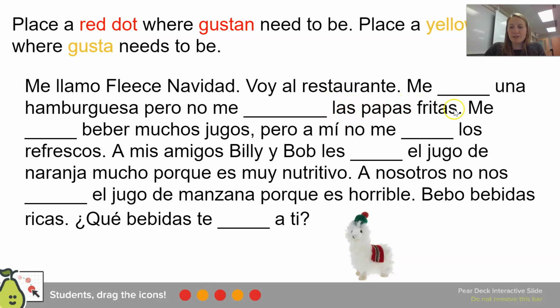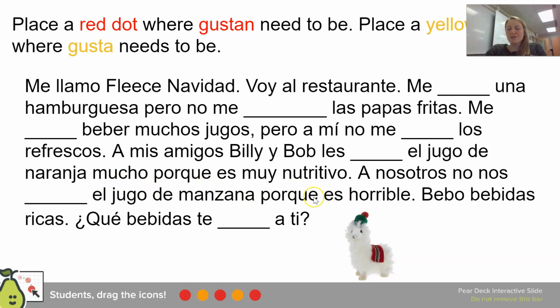Las papas fritas. Me blank beber muchos jugos. What's following is an infinitive. So, me gusta beber muchos jugos. Pero a mí no me blank los refrescos. Again, since it's followed by a plural noun, we're going to say gustan. Mis amigos Billy y Bob les blank el jugo de naranja mucho. Gusta, right? This is singular, el jugo. Porque es muy nutritivo. A nosotros no nos blank el jugo de manzana. What's being liked is apple juice, so it'd be gusta, right?